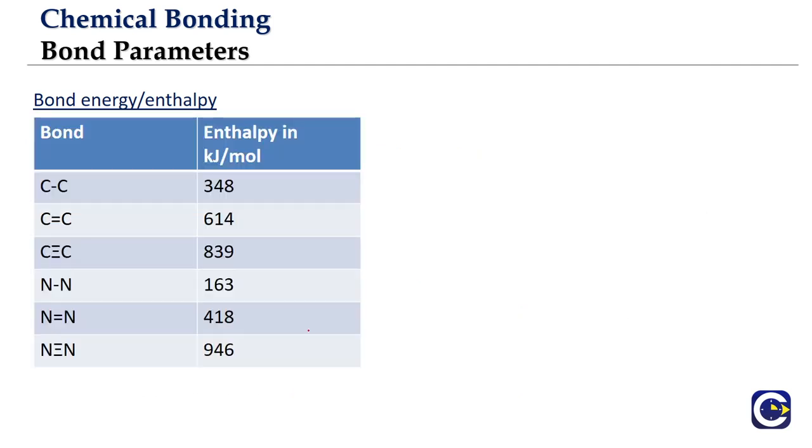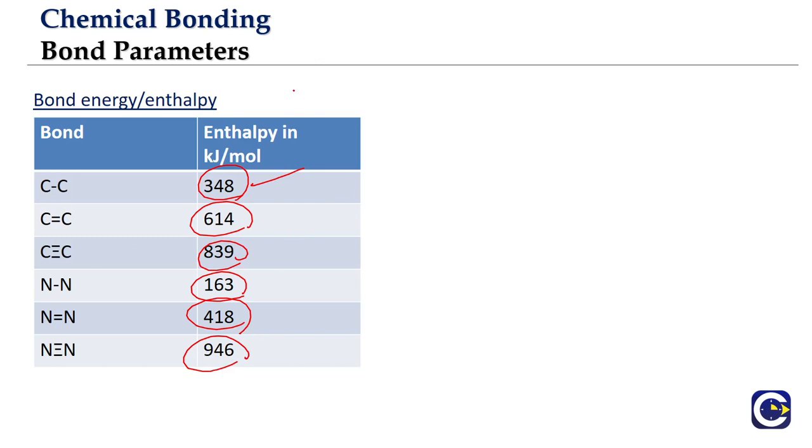Now when we look at some of these bond enthalpy values, we can see carbon carbon single bond, what is it? 348. Carbon carbon double bond 614. Carbon carbon triple bond 839. Nitrogen nitrogen single bond, what is it? 163. Nitrogen nitrogen double bond, what is it? 418. Nitrogen nitrogen triple bond, what is it? 946. So what is the conclusion here?